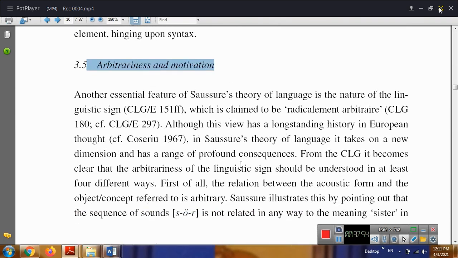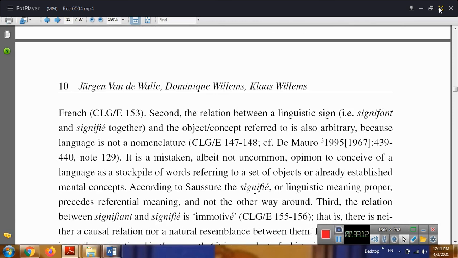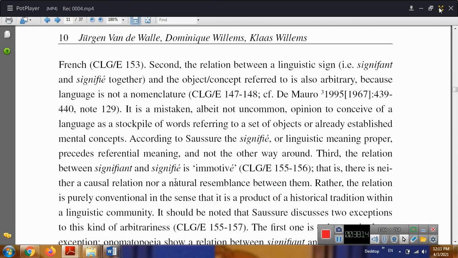Another concept of Saussure was arbitrariness and motivation. We told you that based on Saussure, the relation between the sound and its meaning is arbitrary, and the sign has an arbitrary nature.